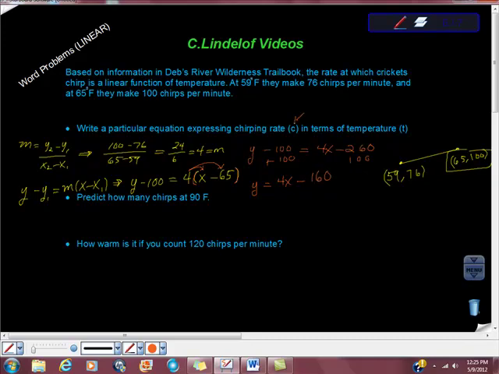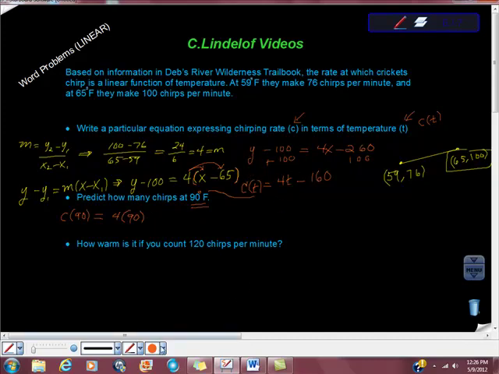Now they asked for this in terms of C of t, so they want this C of t. So y is C of t, the number of chirps as a function of temperature, and x is t. All right. So the second part of this says predict how many chirps at 90 degrees. Well, t is temperature, and this is 90 degrees here. So we want C of 90. And C of 90 is 4 times 90. I'm using this equation.